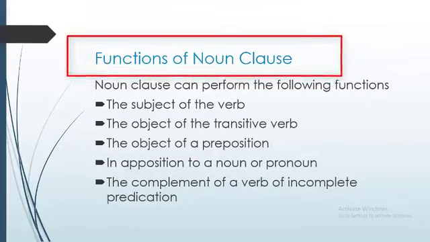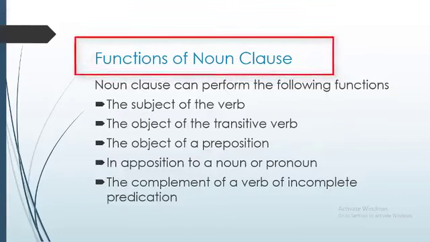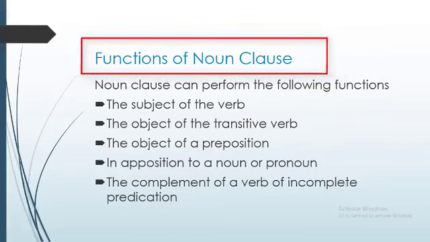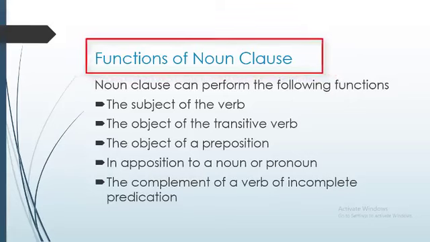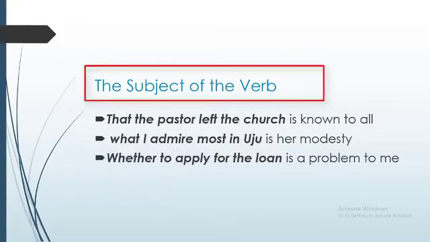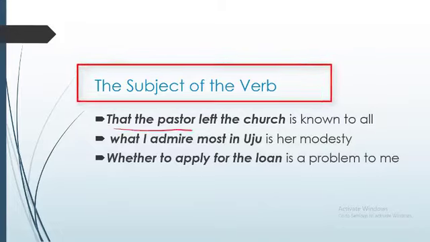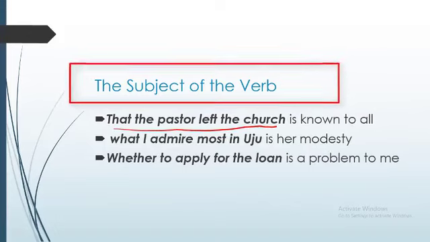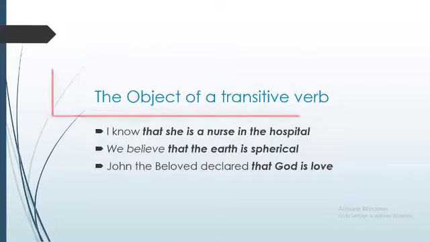So a noun clause can perform the following functions: the subject of the verb, the object of the verb, the object of a preposition, in opposition to a pronoun or a noun, the complement of a verb. So let's look at the subject of the verb. That the pastor left the church is known to all. So this whole expression that is written in italics is occupying the position of the subject, and it is the subject of the verb is.